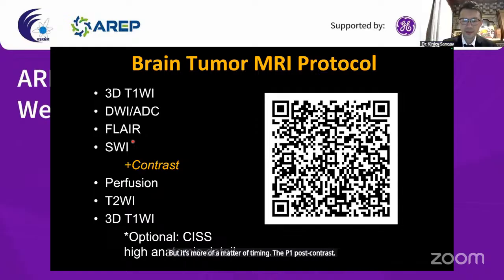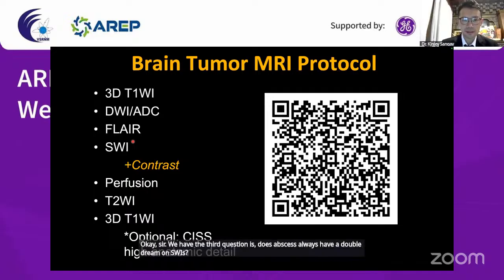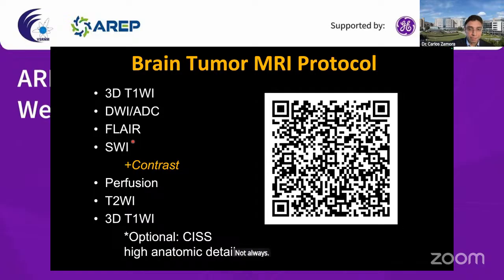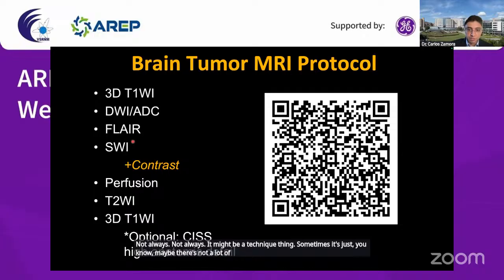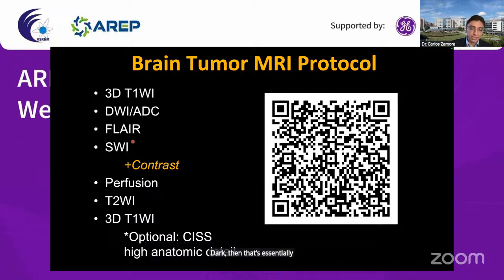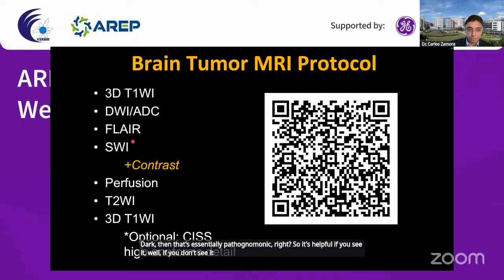Okay, so the third question is, does abscess always have a double rim on SWI? Not always. Not always. It might be a technique thing. Sometimes maybe there's not a lot of phagocytizing macrophages, right? So the answer is no. But if you see a clear double rim, inner bright, outer dark, then that's essentially pathognomonic, right? So it's helpful if you see it well. If you don't see it, you don't always see it. So it's not that helpful.